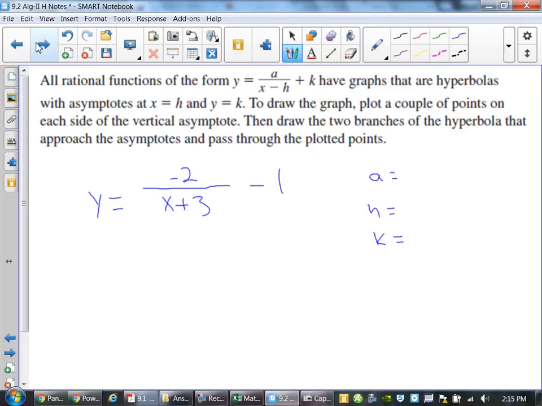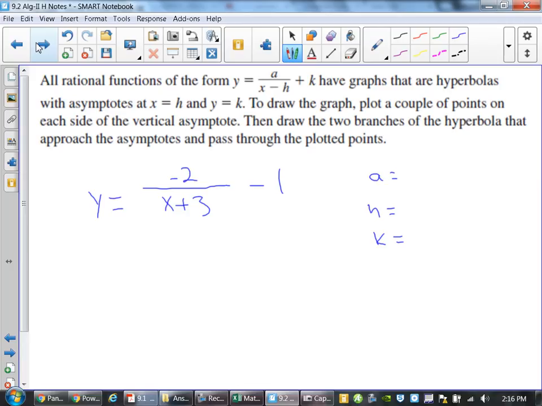What happens here is you will always have a horizontal asymptote at y equals k. You will always have a vertical asymptote at x equals h. When we start to plot these things, that's the very first thing you're always going to plot: your horizontal and your vertical asymptotes. Which means, when you're looking at an equation, you want to identify a, h, and k right away.